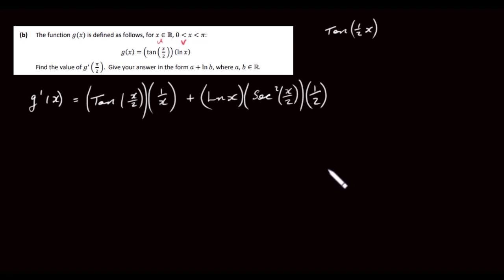Now let's just try and tidy this up a little bit. Let's see, I'll put that 1 over x first, and then I've got tan x over 2.